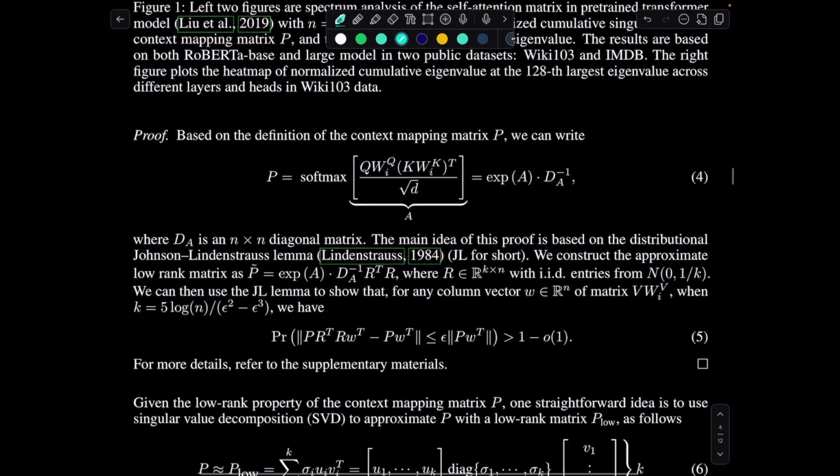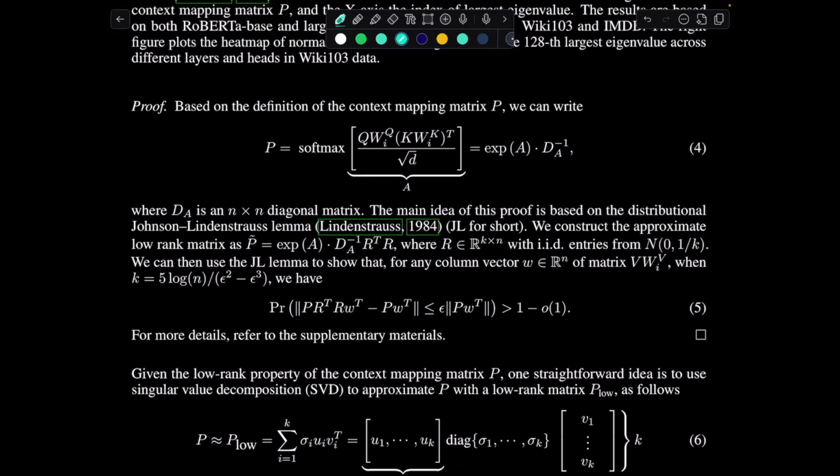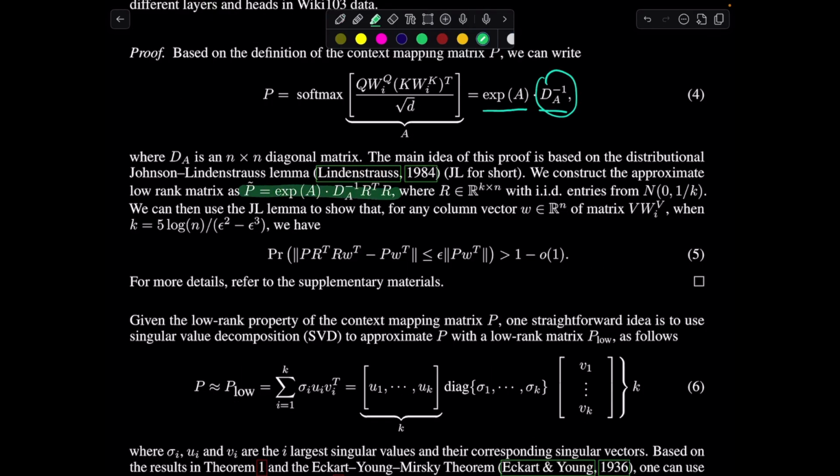The proof answers this question. It starts by rewriting P into two components. One is the exponential of A, the other is a diagonal matrix. The only place that often mentions diagonal matrices is singular value decomposition. So take a look at P tilde here. P tilde equals the exponential of A, the diagonal matrix, and then R transpose R. So this is a square matrix, this is a square matrix, and this is a diagonal matrix.